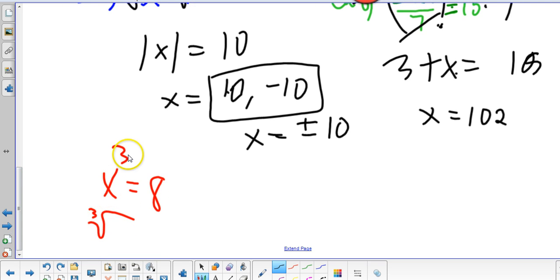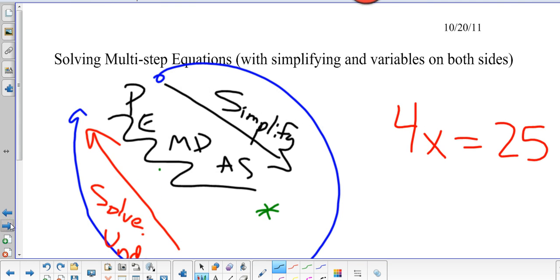If you wanted to undo an x to the third, or undo cubed, that's something called a cube root, which basically means what thing to the third power equals 8. Obviously we know that that is 2. We'll get to that later.